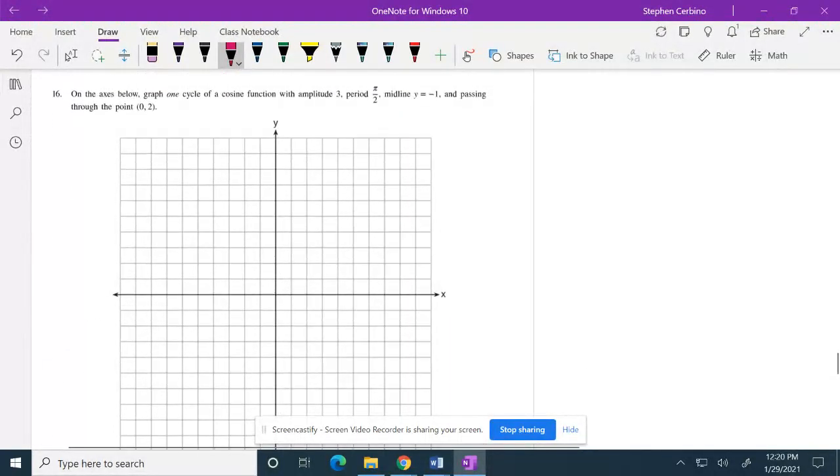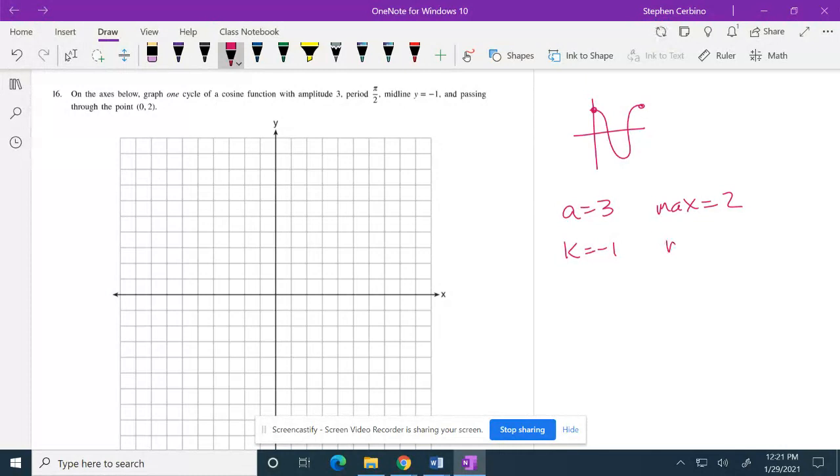And last but not least, the graph. It tells us it's a cosine function. Cosine functions start at the max, go back to the max. Amplitude is 3. Midline is -1, so we know the max and min. So the max is going to be 2. The min is going to be -4. I'm starting at -1, going up 3 and down 3. So I want to graph that. I'm going to put -1, then +2 and down 3 from there, and I'll be at -4.